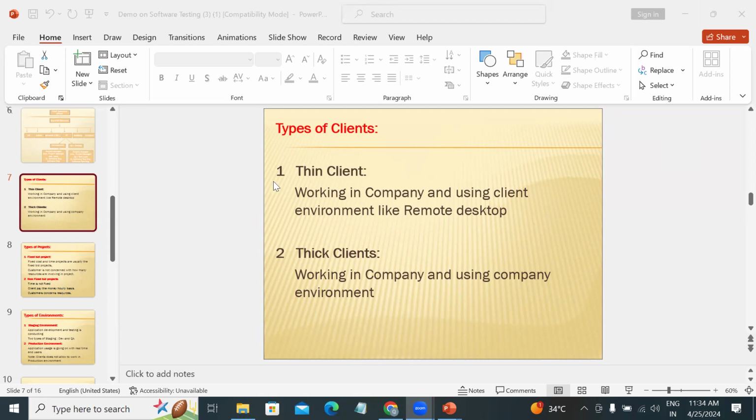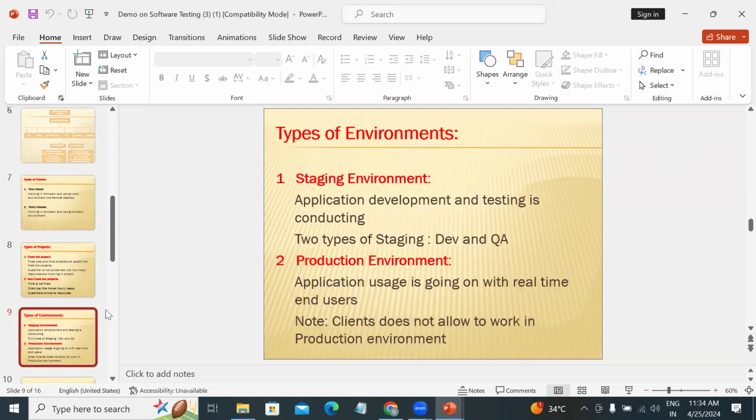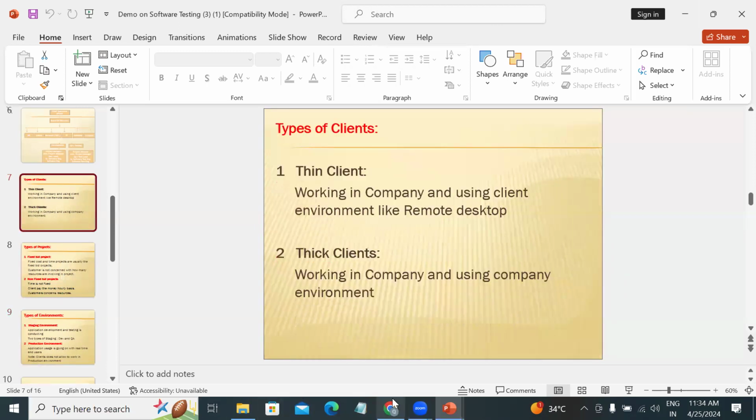Basically, we have two types of companies: software service-based companies and product-based companies. So we have two types of software companies, one is a service-based company and the other is a product-based company.